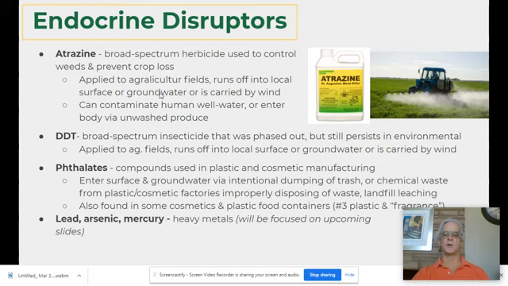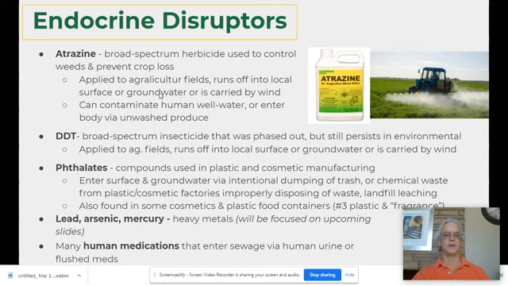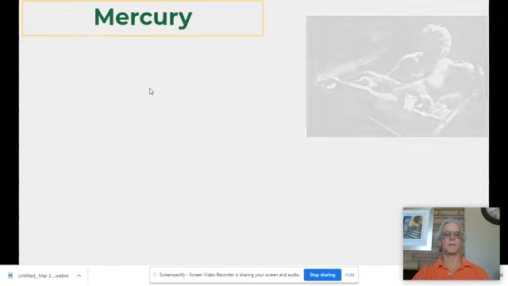Lead, arsenic, and mercury are heavy metals, but we will talk about that in an upcoming slide. Many human medications enter the sewers from human urine or flushed medicines, for example, birth control pills. They go into the sewage system and down to the sewer plants. Sewer plants actually make them active again, so that when it's flushed out into the ocean, it damages the fish.